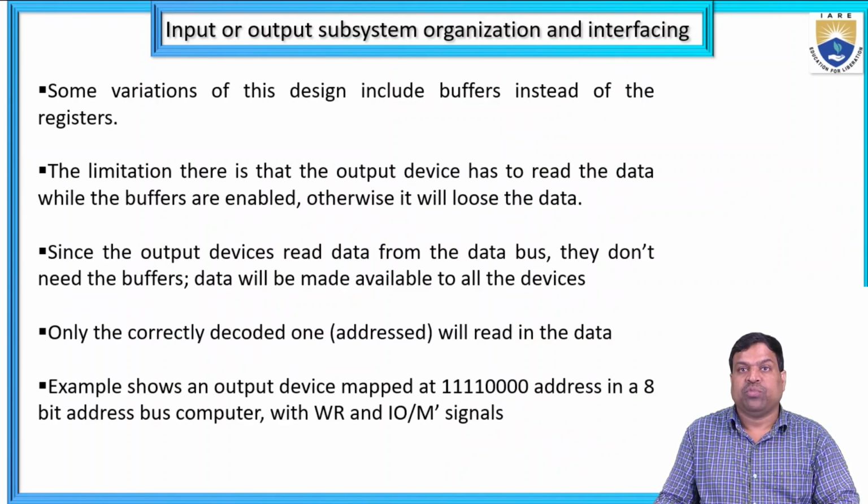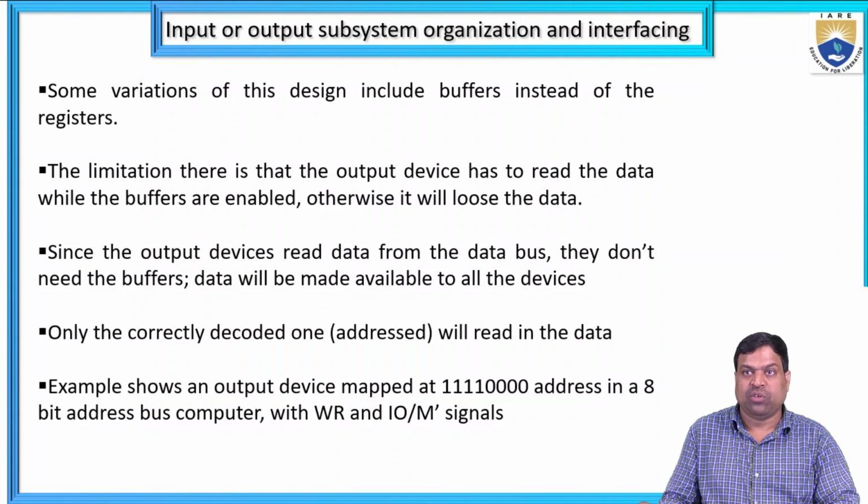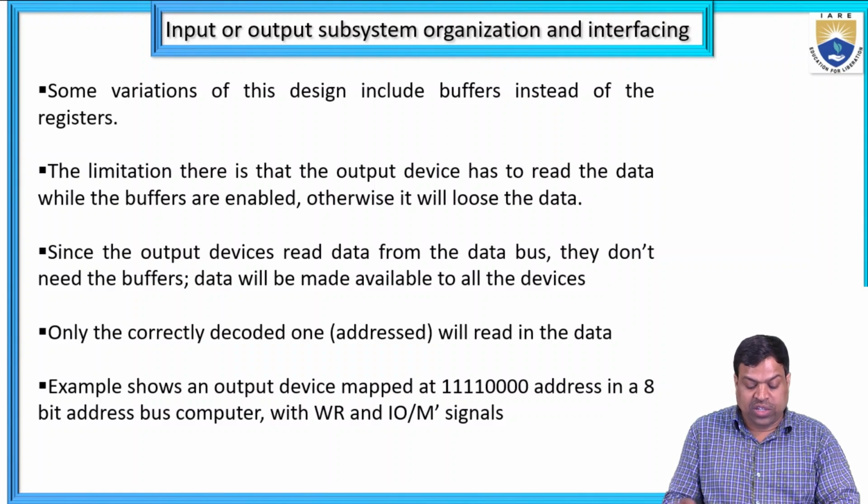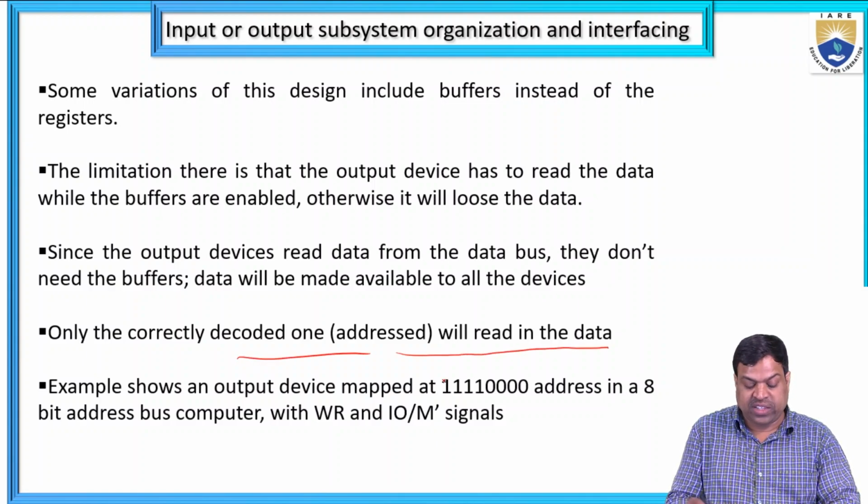Some variations of this design include buffers instead of the registers. The limitation there is that the output device has to read the data while the buffers are enabled, otherwise it will lose the data. Since the output device reads data from the data bus, it doesn't need a buffer. Data will be made available to all the devices. Only the correctly decoded address will read the data.